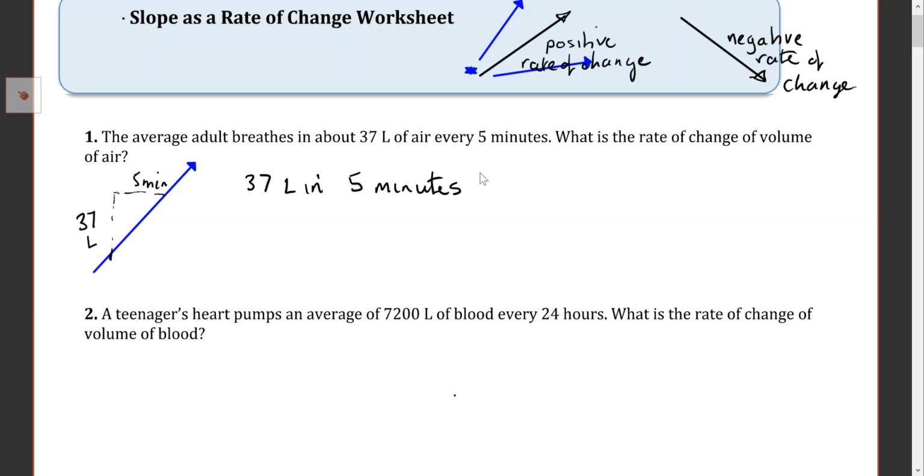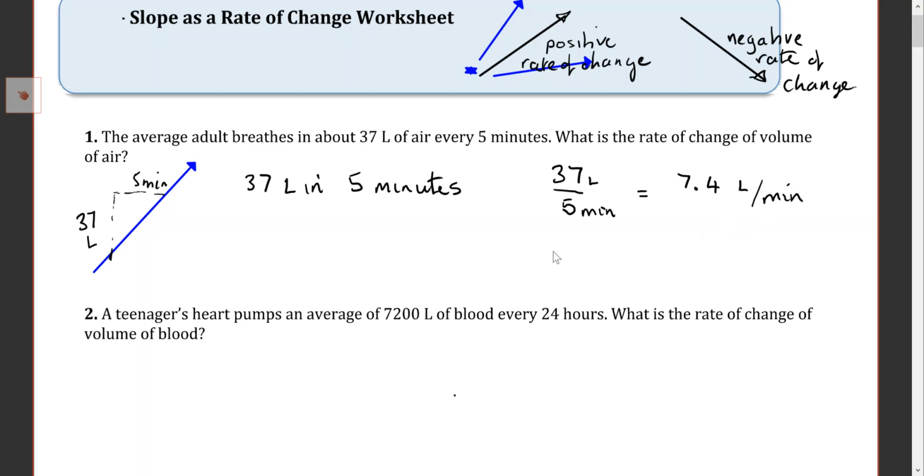But when we do a rate of change like this, we don't do it for 5 minutes, we do it for 1 minute. Good. Alright, so what we can say is 37 divided by 5. You'll notice how it looks anyway. 37 litres divided by 5. Can you tell me what the answer is? Calculate. 7.4. So that is 7.4 litres per minute.